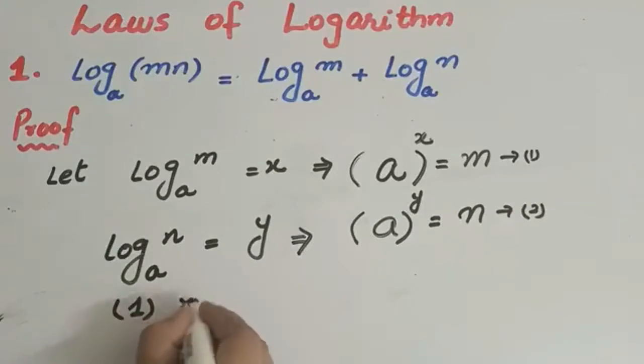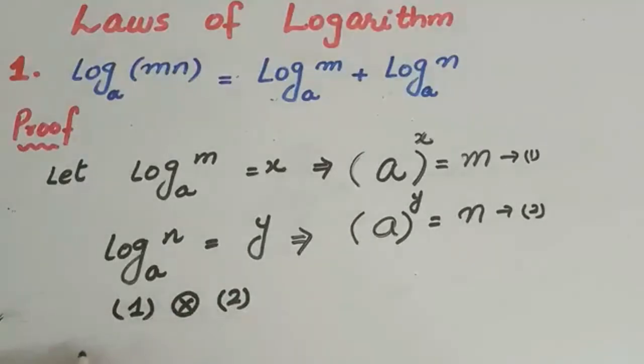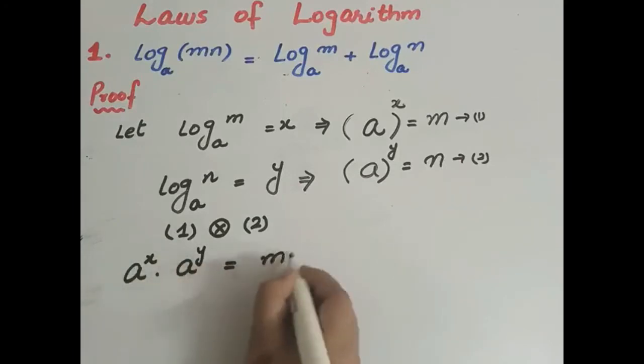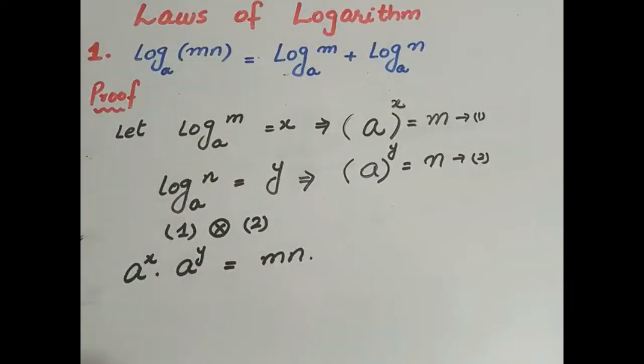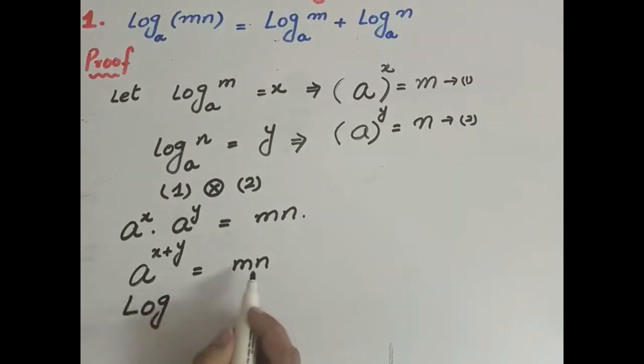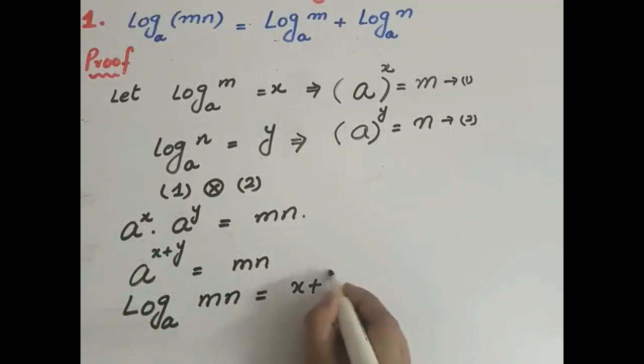Equation 1 is multiplied with equation 2. So it will be a raised to the power x into a raised to the power y is equal to m multiplied by n. When the bases are the same, the powers will be added. So a to the power x plus y is equal to mn. If we reconvert it into log form, the log base and the exponent base will be the same, and the power will be on the other side of the logarithm.